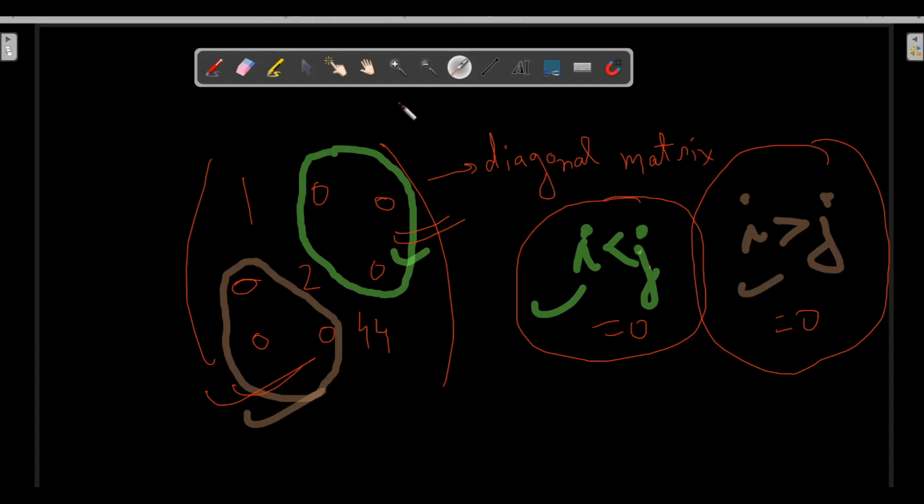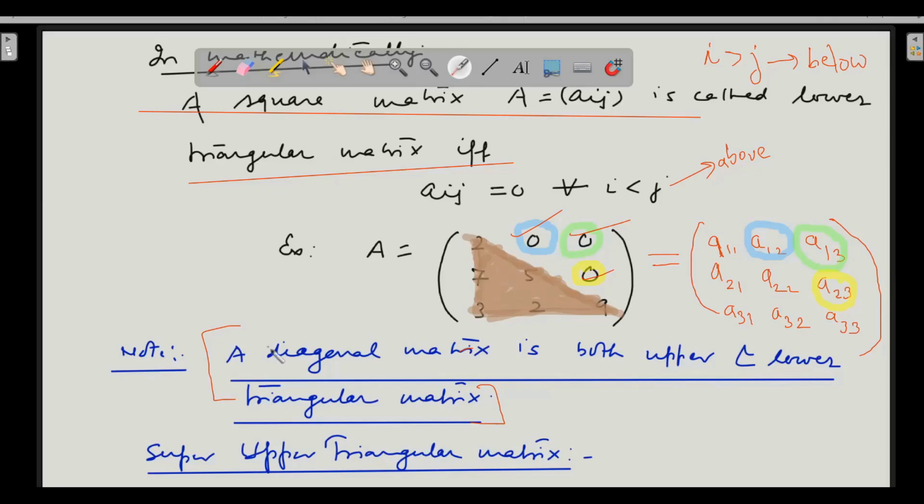So clearly this diagonal matrix is both an upper and a lower triangular matrix. A diagonal matrix is both upper and lower triangular matrix. If you apply the definition, you can clearly see this.